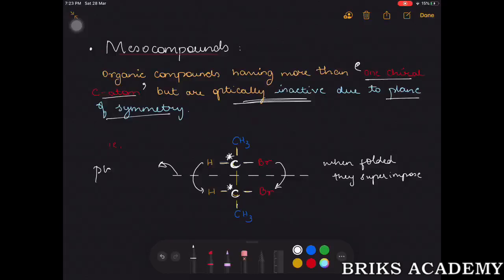This is the plane of symmetry. And due to this plane of symmetry, the whole compound is optically inactive. I hope the concept of enantiomers and mesocompounds are clear.